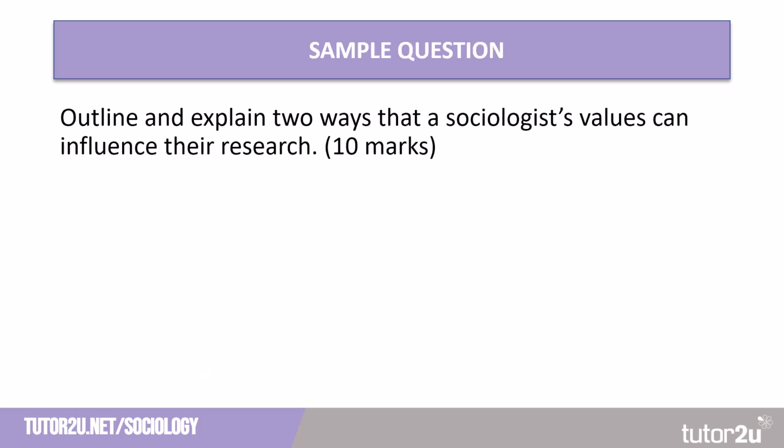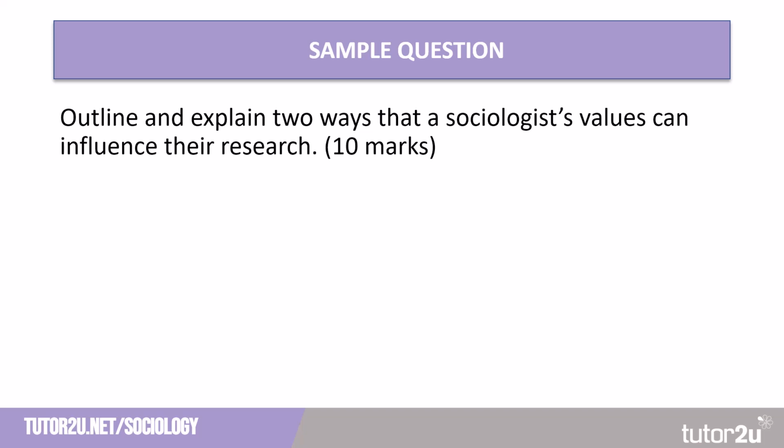We're going to look at this question in this video, which has been written by Tutor to You for the purposes of this video. It does reflect the style of questions that are asked on the AQA A-Level Paper 1 and Paper 3 for the 10-mark theory and methods question. This question is asking students to outline and explain 2 ways that a sociologist's values can influence their research.